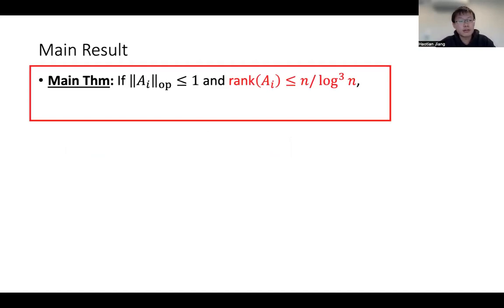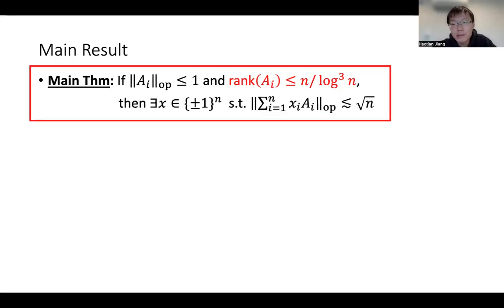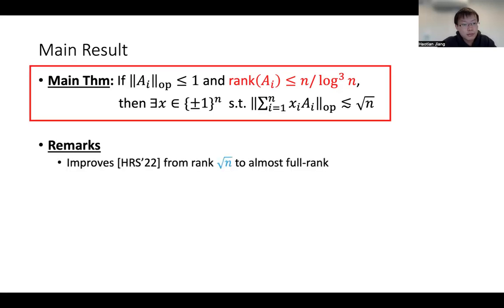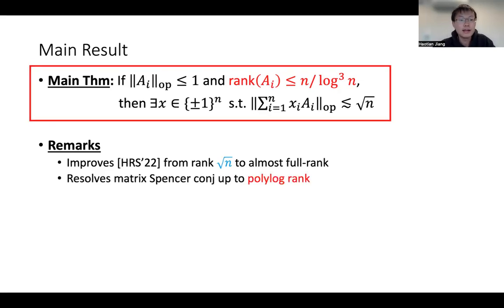Okay, so our main result of this work is that if the matrices ai all have operator norm at most 1, and additionally the rank of each matrix ai is at most n over log n cubed, so this is nearly full rank matrices, then the discrepancy is at most a constant times root n. So this improves the work by HRS from rank root n to almost full rank matrices and resolves the conjecture up to polylogarithmic rank.